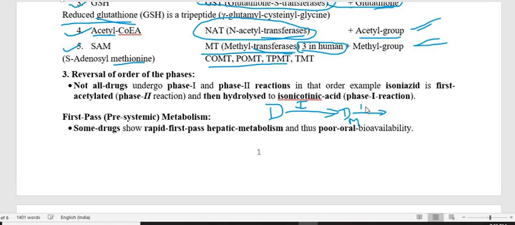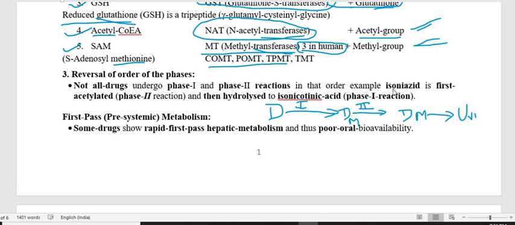After the phase 2 conjugation reaction, the drug metabolite is ionic in nature and water soluble, and it is excreted out through the urine, that is, the kidney. So this occurs in sequence: first it goes through phase 1 and thereafter through phase 2 reaction. But there are exceptions, which do not follow the general rule.